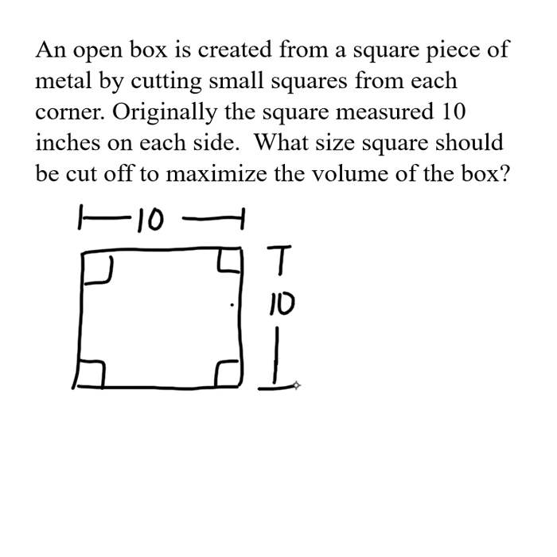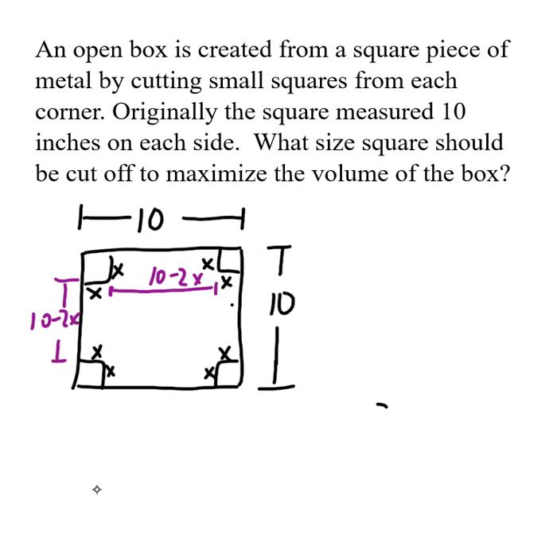Just as a reminder, we're not going to use negative b over 2a because this is going to be a polynomial and not necessarily quadratic. It's probably going to be cubic. So my squares here are x by x, because I don't know how big they are, so I'm going to call them x. Now, this length here, from here to here, that had been 10, and I've cut off x from each side, so it's going to be 10 minus 2x. This side will be 10 minus 2x.